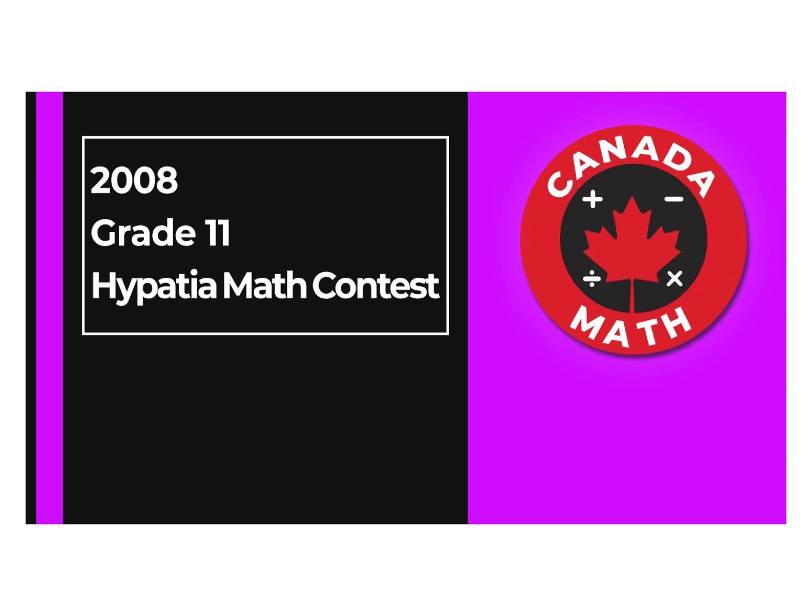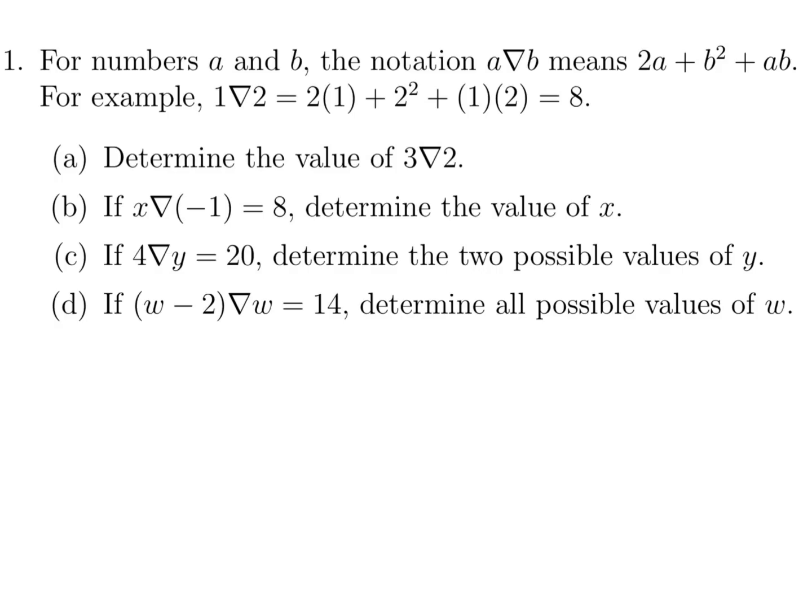2008 Grade 11 Hypatia Math Contest. For numbers a and b, the notation a symbol b means 2a plus b squared plus ab. For example, 1 symbol 2 is 2 times 1 plus 2 squared plus 1 times 2, which is 8. Determine the value of 3 symbol 2.